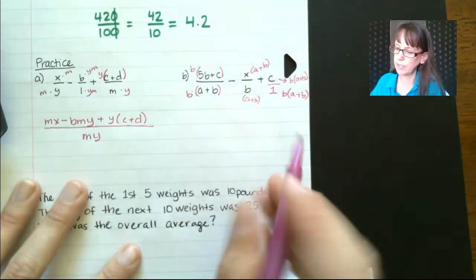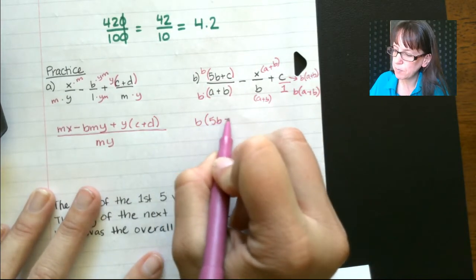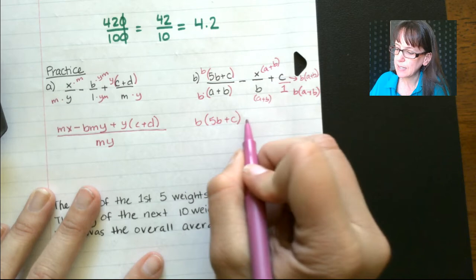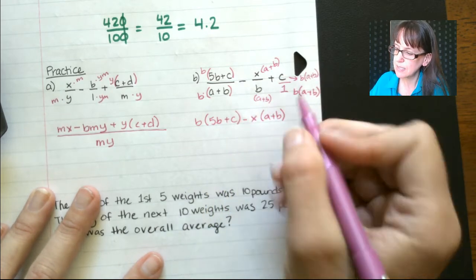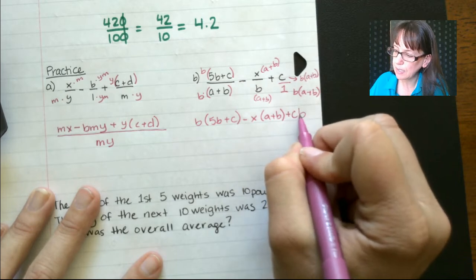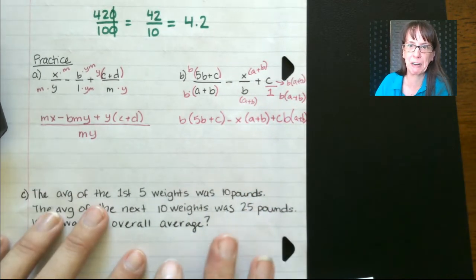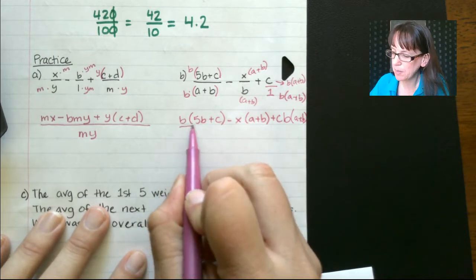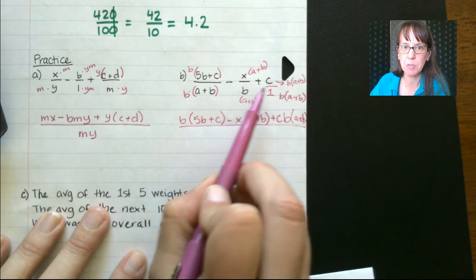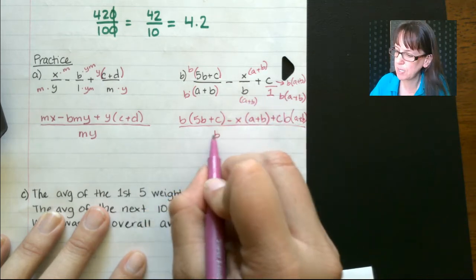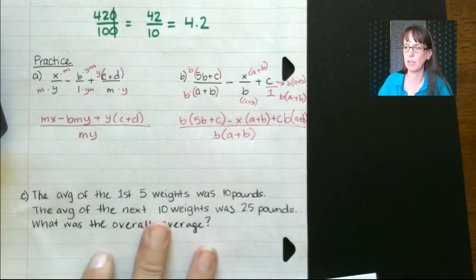So what do we have here now? What we have is b times 5b plus c minus x a plus b plus c b a plus b. Oh, sorry, that's off the page there. Okay, and then on the bottom you'll see that all of these are b times a plus b, b times a plus b, b times a plus b. So b times a plus b, and that is your final answer. You can totally just leave it like that.